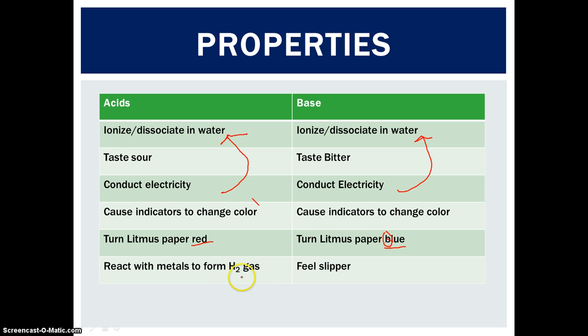Acids, and we know this already, react with metals to form hydrogen gas. This is our double replacement reactions, a lot of ones we've been doing over and over again. And a unique property of bases is when you feel them on your hands. Soap, for example, or laundry detergent are both bases. You get them on your hand, they tend to feel slippery.